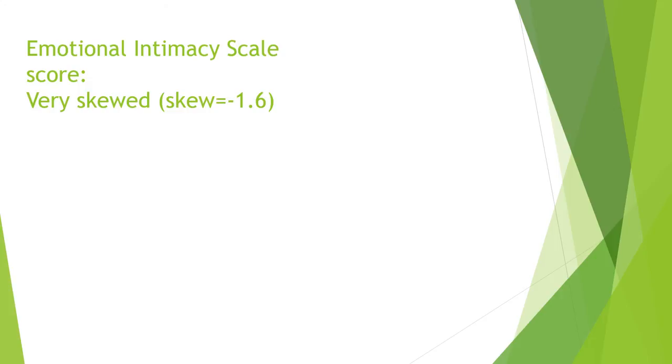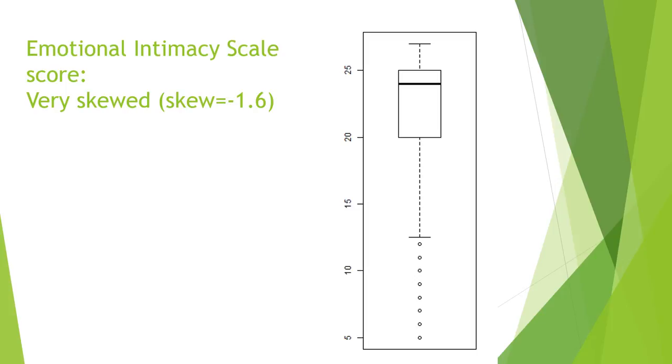So here's the emotional intimacy scale, a questionnaire about how close you are to your mom and dad. I gave it to a bunch of people, over 400 individuals at another university. It's seriously skewed. The skew is negative 1.6. A lot of people would say negative 1, positive 1 is the limit, so we're getting into scary range once you get outside that range. So you should do something about this. So how bad is this?